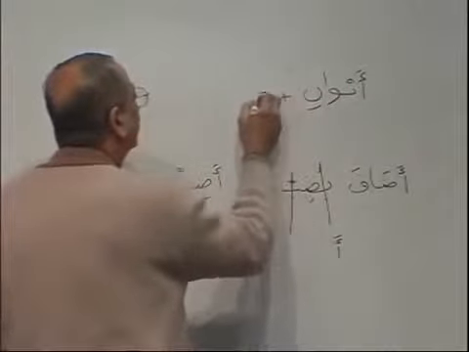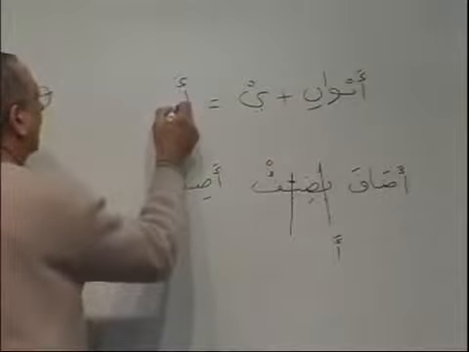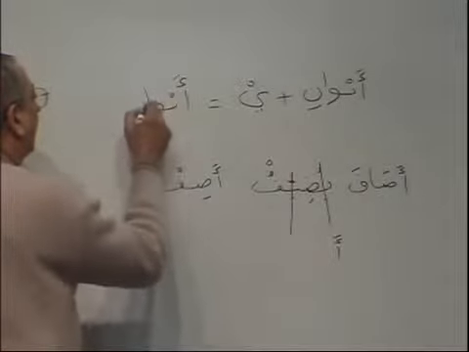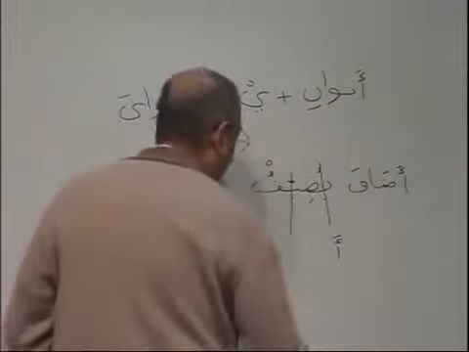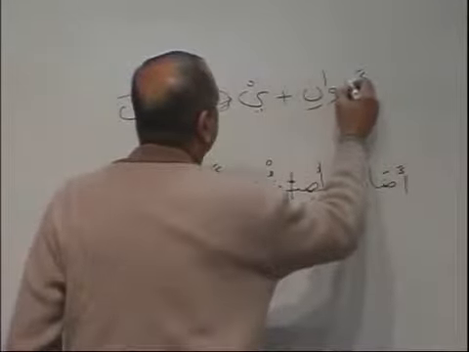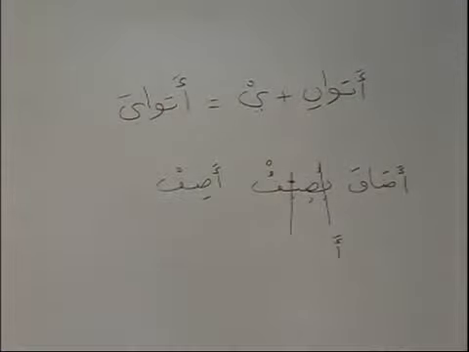Abwani plus ya is equal to abwaya. Abawaya. It is abawaya. Fatah on ba. Now, Sister Nasreen, Ainani hiya. Ainaha. MashaAllah. Excellent, excellent. Thanni. Brother, Thanni.